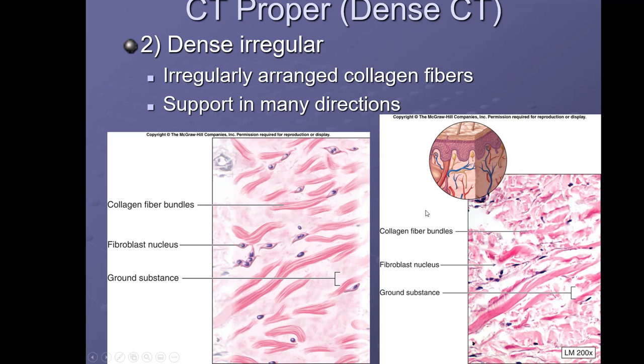And then we have dense irregular. So dense irregular also has collagen fibers, but they're irregularly arranged. So they're kind of going all over the place. So you don't get that clean parallel look. So it looks more like this. So collagen fibers all over the place. And it's also found in the dermis of the skin. So remember, the dermis of the skin we said had areolar. It's also going to have dense irregular. And actually most of the dermis of the skin is going to be dense irregular.